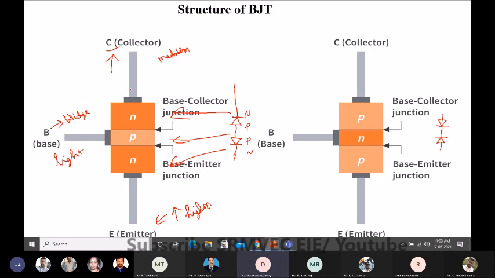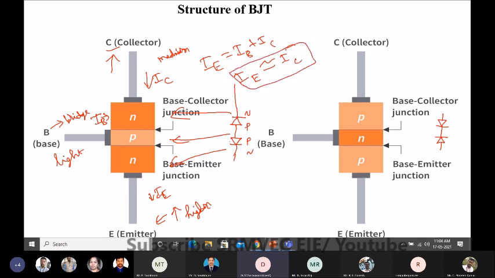So by that itself we can know the collector current IC and the base current IB constitute your emitter current. So this formula must always be in your mind: IE is equal to IB plus IC, and we can say IE is approximately equal to IC.